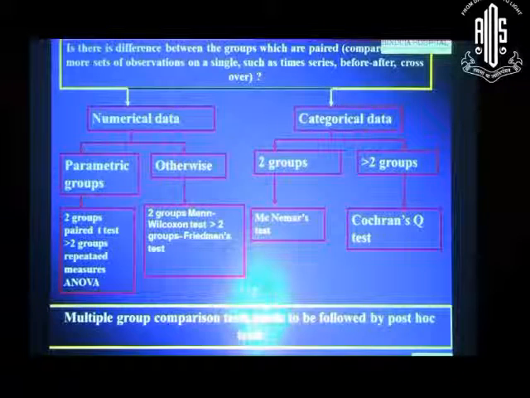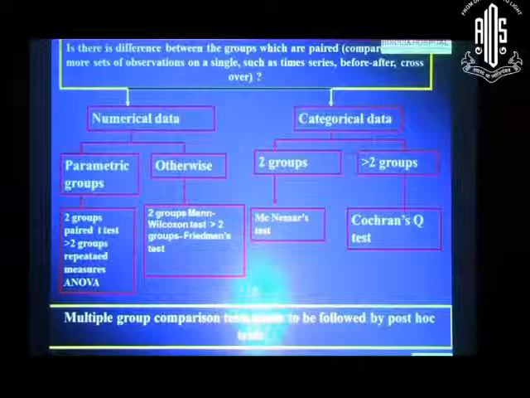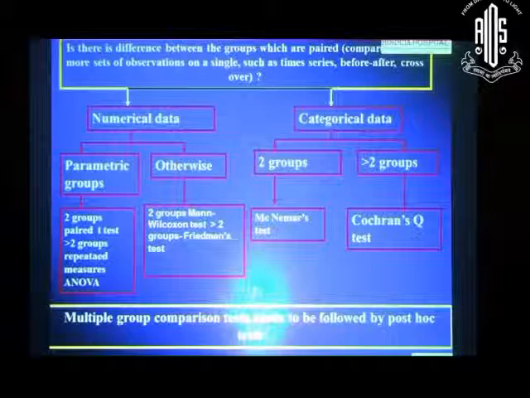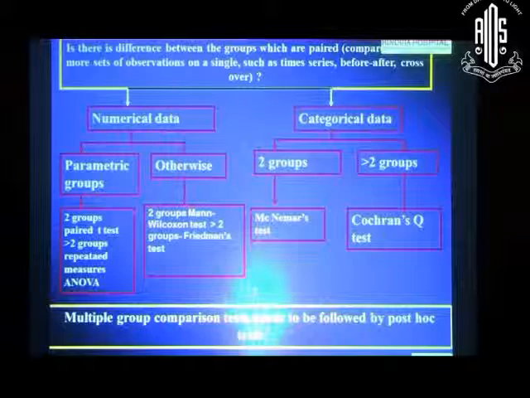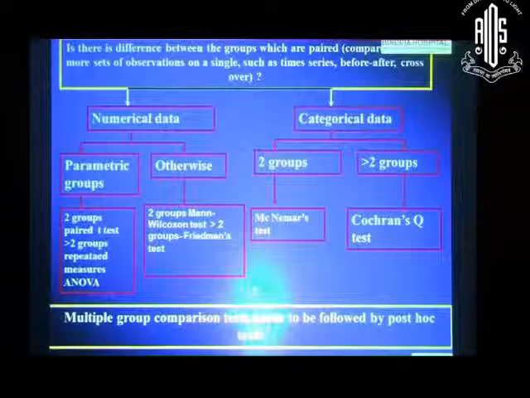The second mistake they make is with more than 2 groups. Suppose there are 3 groups, A, B, C. They compare A with B by t-test, A with C by t-test, B with C by t-test, and then report that, which is incorrect. Where there are more than 2 groups, you should use whichever test is written here, either ANOVA or repeated measures ANOVA, based on whether the groups you are dealing with are paired or unpaired.